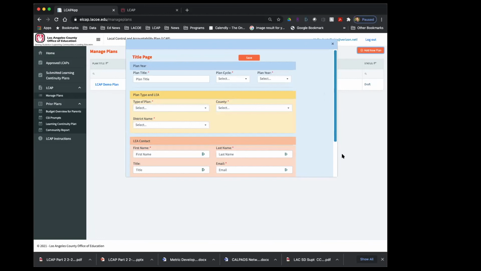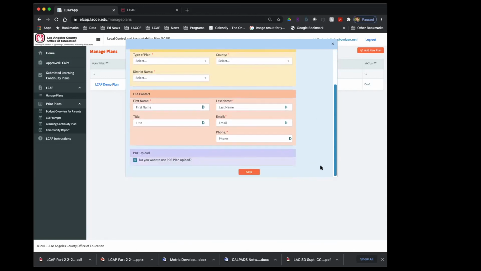So add new plan really opens this pop-up box, and everyone, regardless of whether you're building your LCAP inside our system, or if you're just going to be uploading a PDF from another system, you'll need to fill out this page. Basically it's asking you for a plan title, the plan cycle, which is 21-24, and then the plan year. Once you select the cycle, you have the option 21-22, obviously, and then the LEA contact information. There also is this functionality which you would use later if you're just uploading a plan.